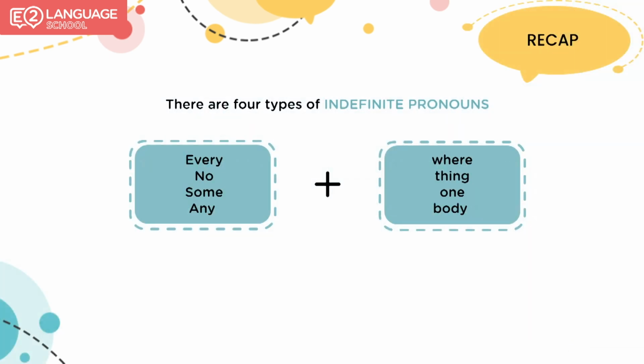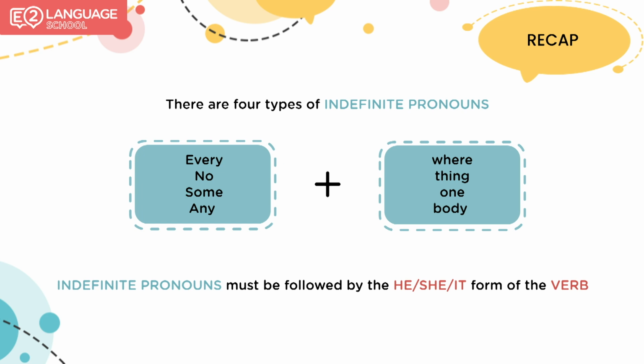To recap our main points, there are 4 types of indefinite pronouns: every, no or na, some, and any. And we add where, thing, one, and body to the end of these words. And the rule is that indefinite pronouns must be followed by the he, she, it form of the verb.